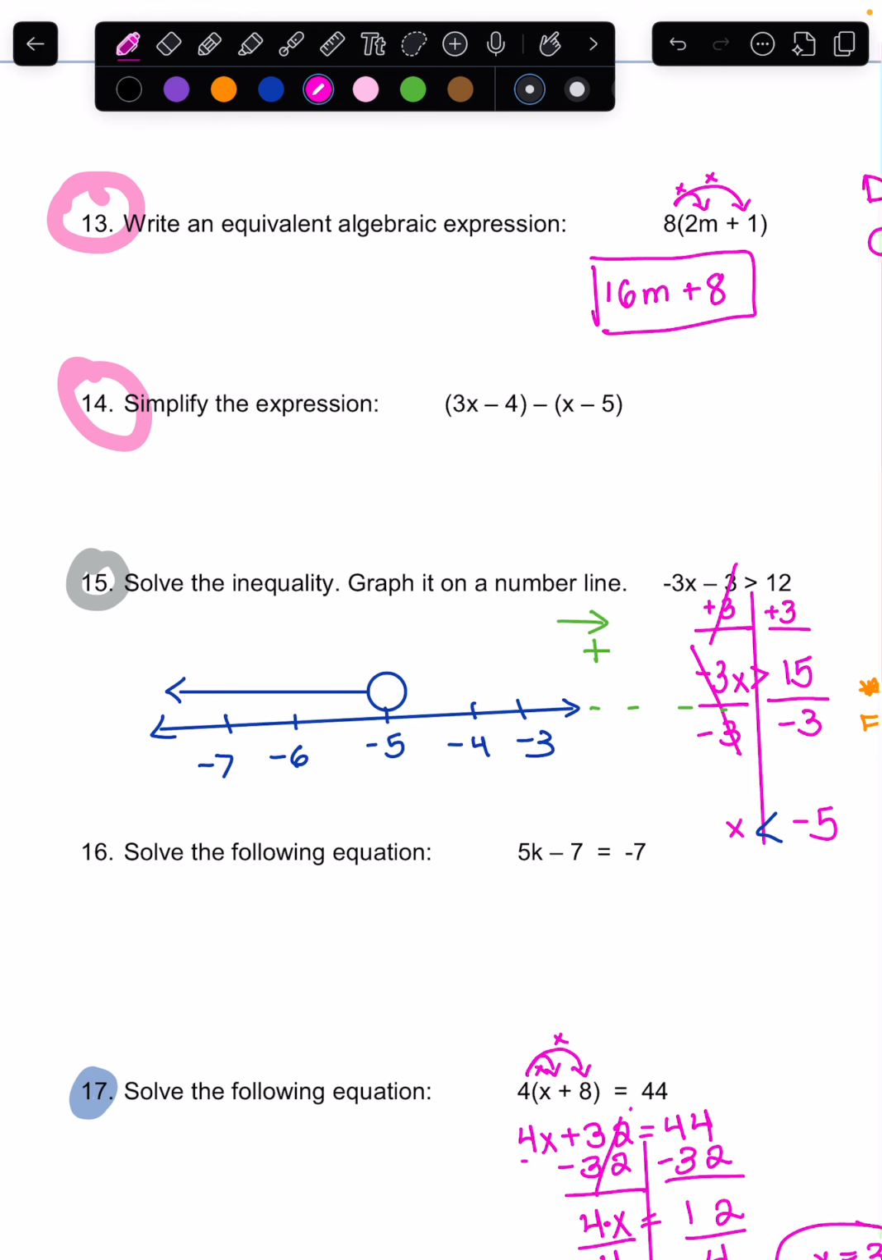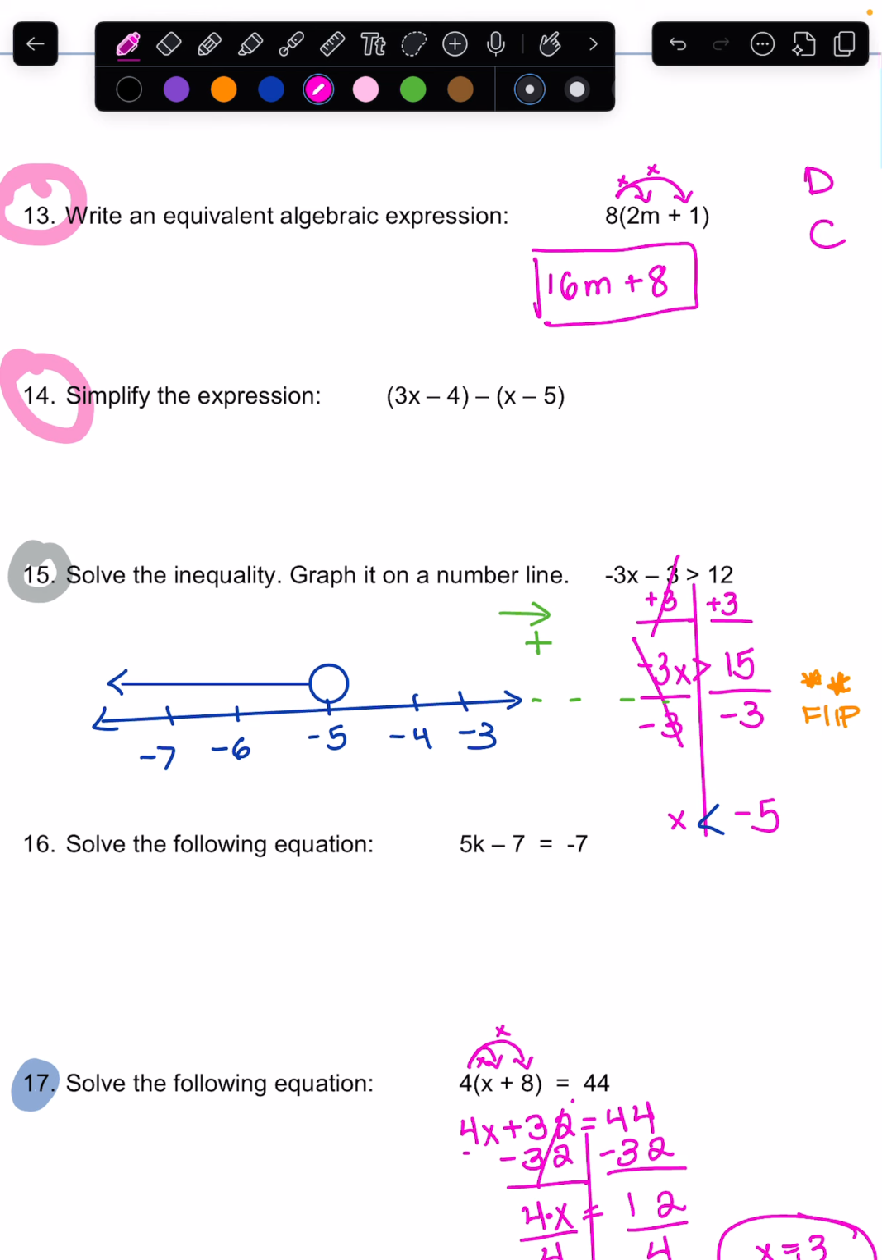For number 14, it looks like there's nothing for you to do, right? But if we look, we see parentheses. There's no number here, so there's an invisible 1. And there's also no number here, so there's another invisible 1. But the difference is that for this first term, it's a positive 1. For the second set of parentheses, it says a negative 1. So there is something for us to do.